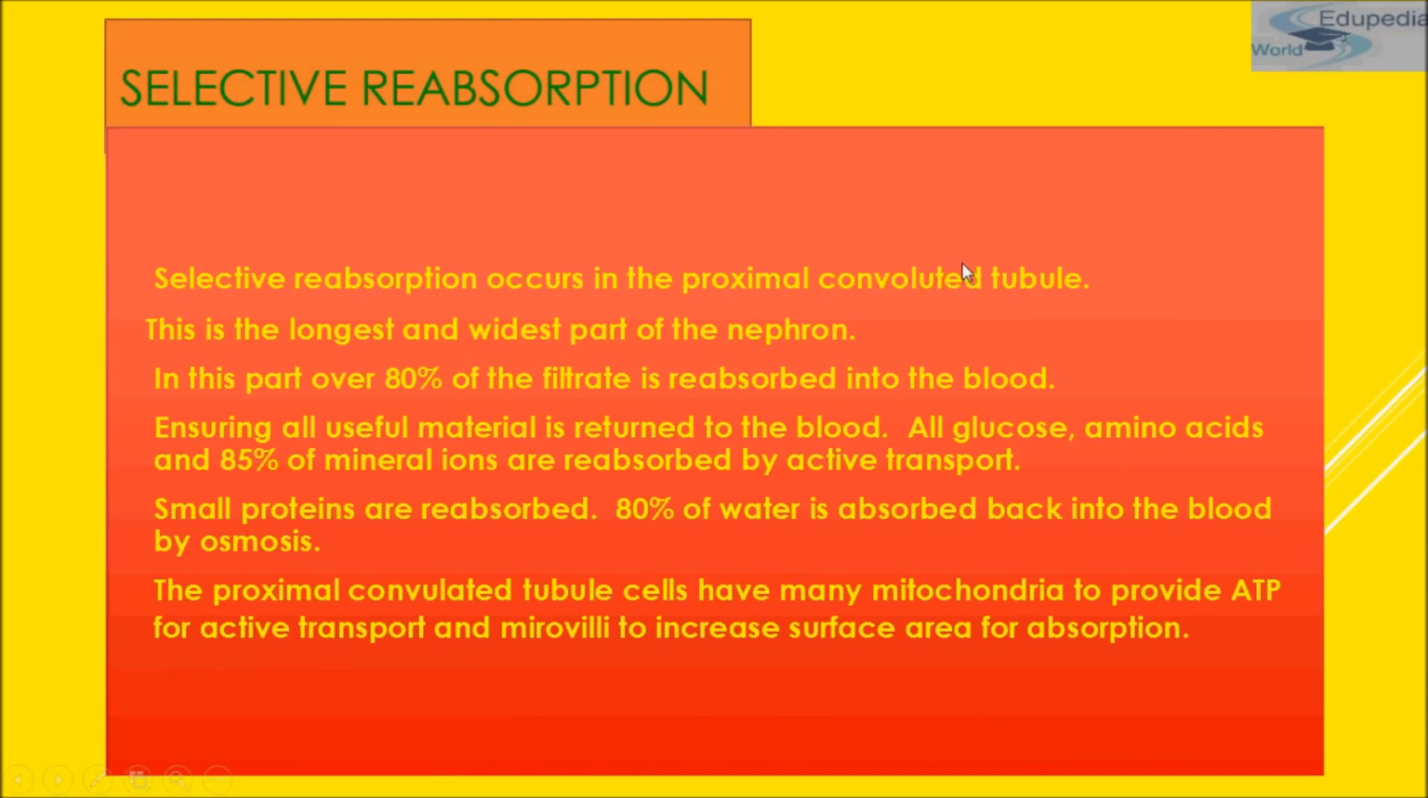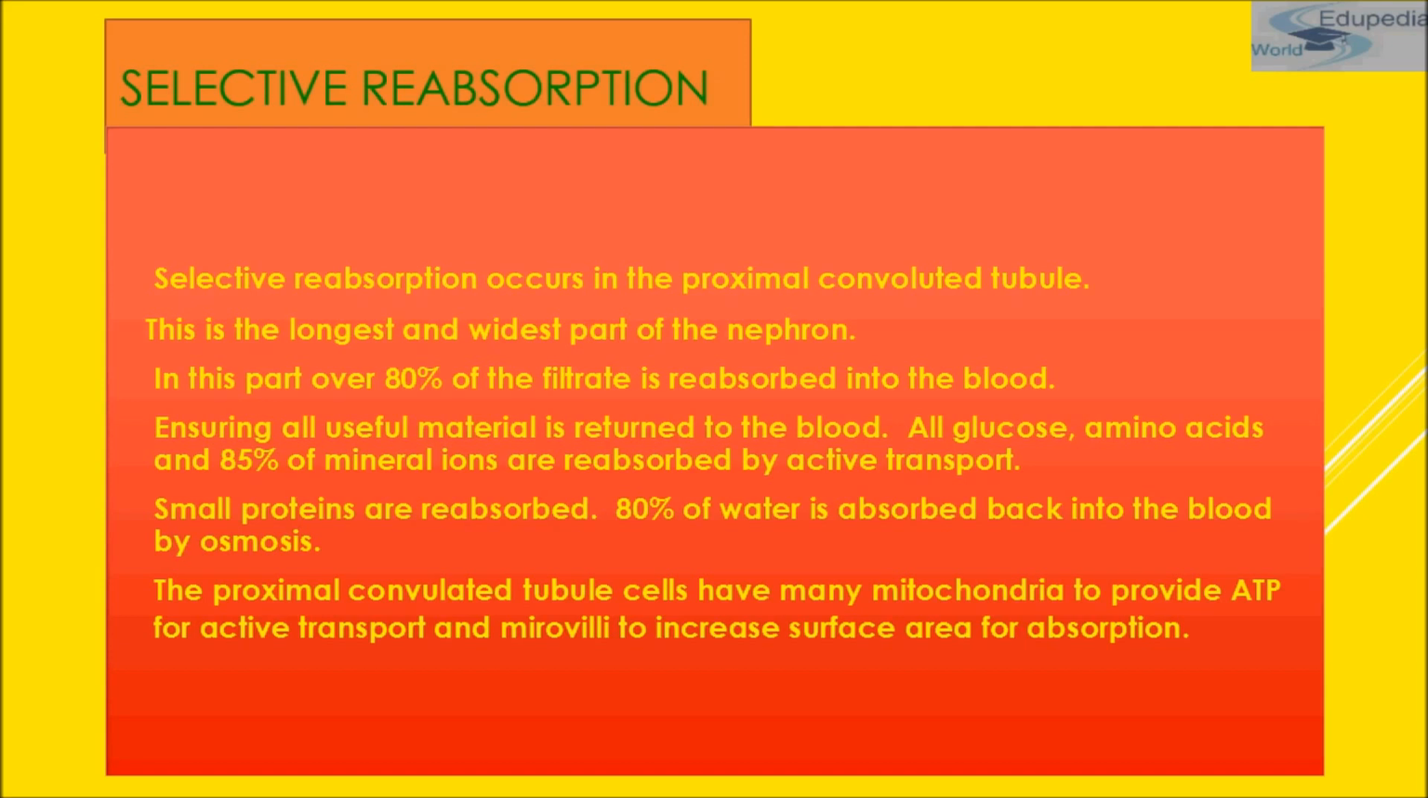So this is how selective reabsorption takes place, and you will be amazed to know that selective reabsorption occurs in the PCT, that is the proximal convoluted tubule. This is the longest and the widest part of the nephron. What is nephron? Nephron is the functional and structural unit of the kidney. In this part, over 80% of the filtrate is reabsorbed into the blood, ensuring all useful material is returned to the blood. All glucose, all amino acids, and 85% of the mineral ions are reabsorbed by active transport. Small proteins are also reabsorbed.